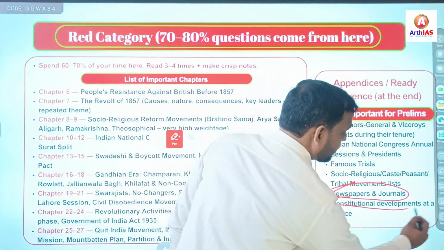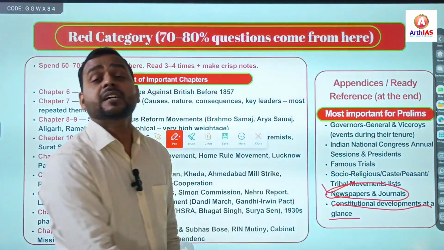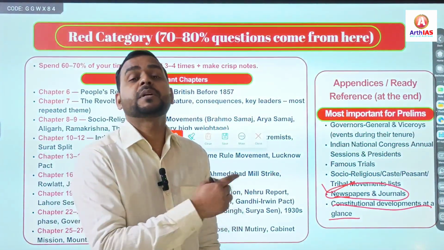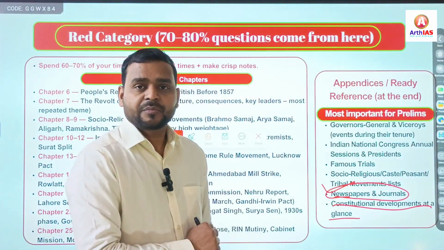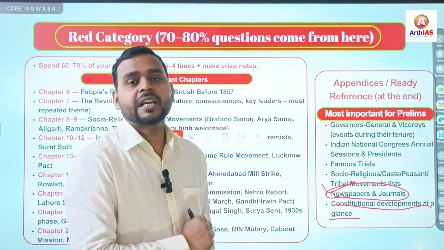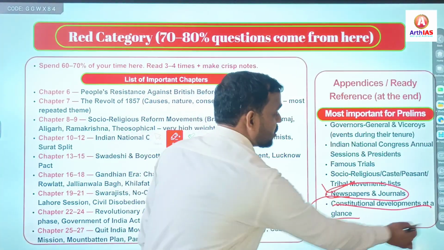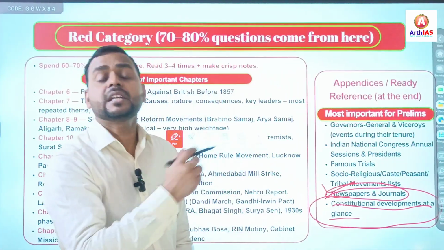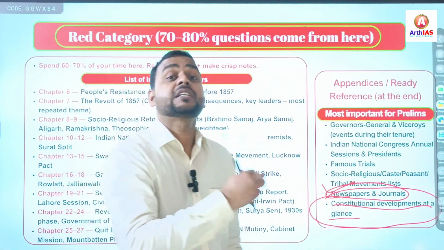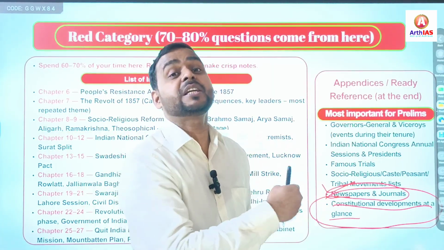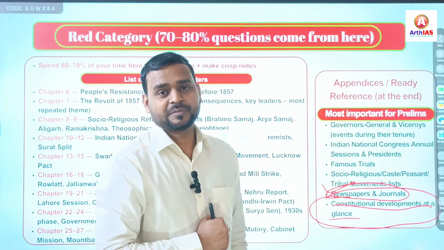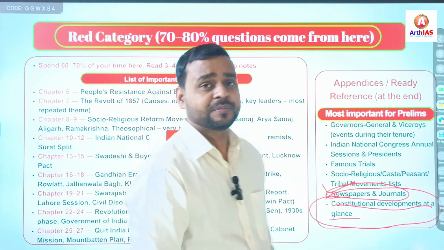Again, constitutional development is also very important. Certain acts, Regulating Act, right? Charter Acts, Indian Councils Acts, Government of India Acts, certain acts are very important. And this topic also overlaps with Indian polity. Actually, the end of modern Indian history is the beginning of Indian polity, right?